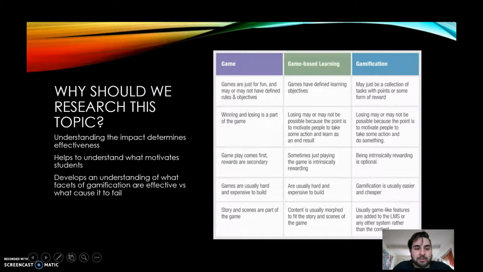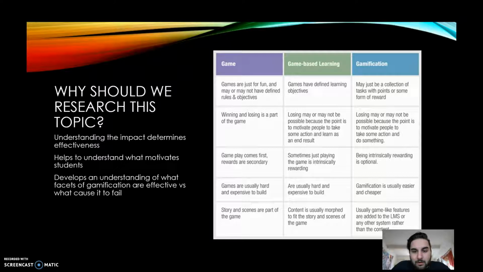So why should we research this topic? Well, understanding the impact determines its effectiveness. So, many researchers have done extensive studies into what gamification is, what makes it successful, and what does not. On the right, you can see that there is a list of a game, game-based learning, and gamification. This chart is designed to help to understand the differences between game-based learning and gamification, where game-based learning is predominantly taking some factors and incorporating them, encouraging students, and showing them their interest, while gamification is a total overhaul of the classroom, where each step is involved and requires some form of gamification to work.